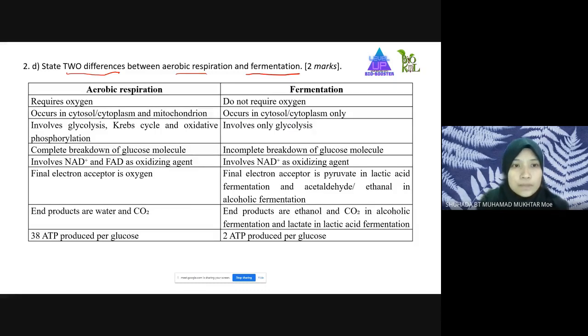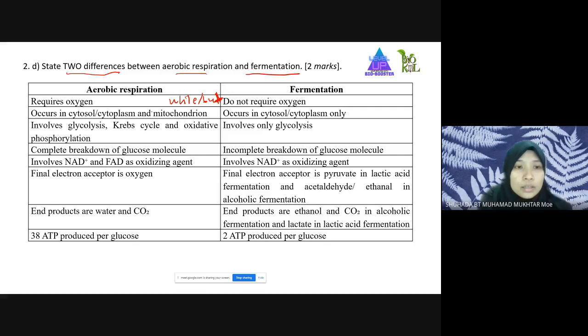Okay, so first aerobic respiration, okay, and then fermentation here. Okay, so requirements of oxygen in the aerobic respiration ataupun involvement of oxygen. Okay, so aerobic respiration require oxygen. So kita tambah kat tengah while or but or whereas pun boleh juga. Fermentation do not require oxygen. Okay, so that is one of the difference.